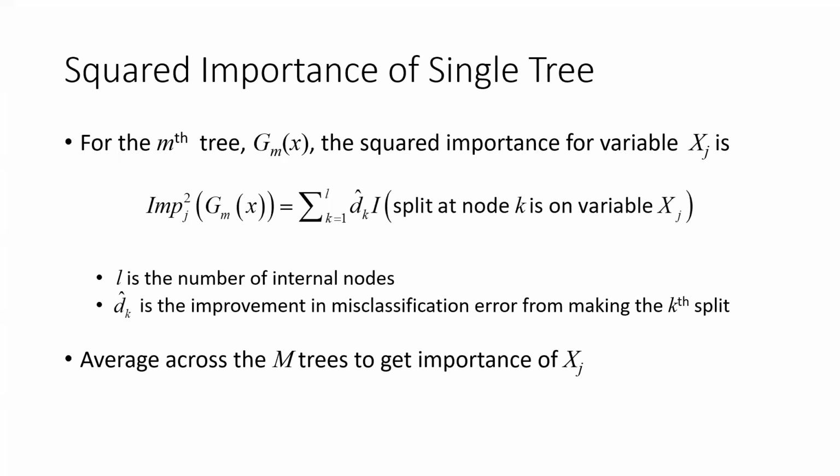The squared variable importance then is just this measure shown here, where L is the number of internal nodes. So that's sort of all the nodes that aren't terminal nodes in our CART tree at that particular iteration, times d hat of k, which is the improvement in misclassification by making our kth split. So, right, we imagine x_j was split at k different nodes, and so we're looking at how well that split improves the overall fit. So very similar to what we did with CART. But now I've got a whole bunch of trees that I can apply this to, so I can take that squared importance and average it across all of my trees to get an importance measure for each feature x_j.